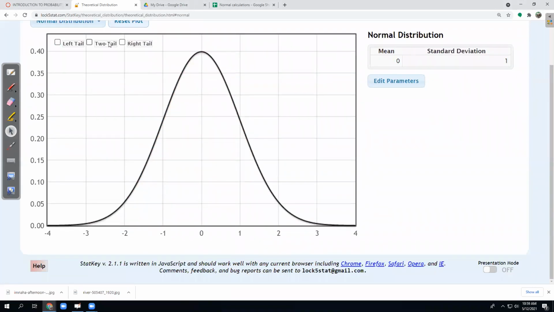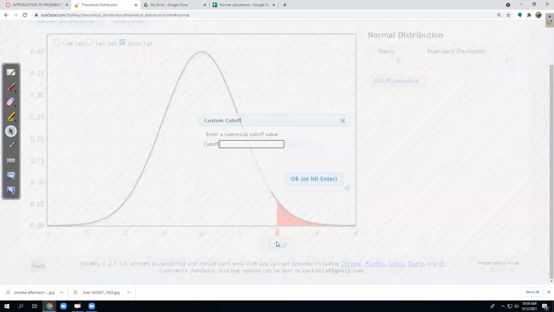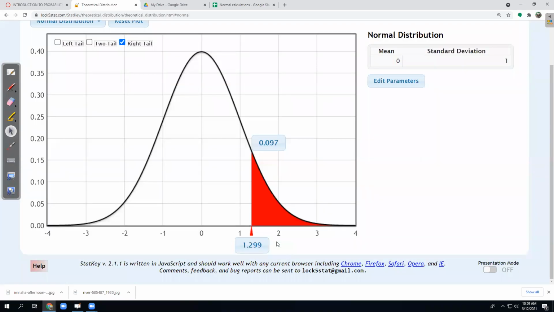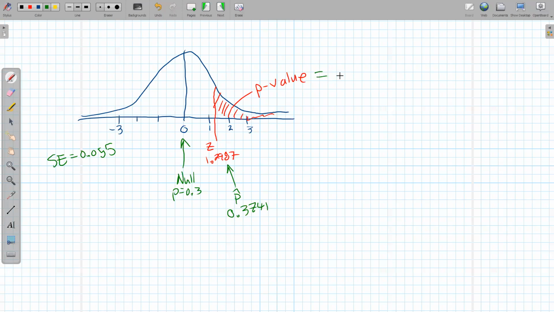My z-score down here, right tail, is going to be 1.2987, which falls right in between 1 and 2, closer to 1, and I get a p-value of 0.097, which we could also say is about 9.7%. That's a pretty high p-value. That's high, which means fail to reject the null.